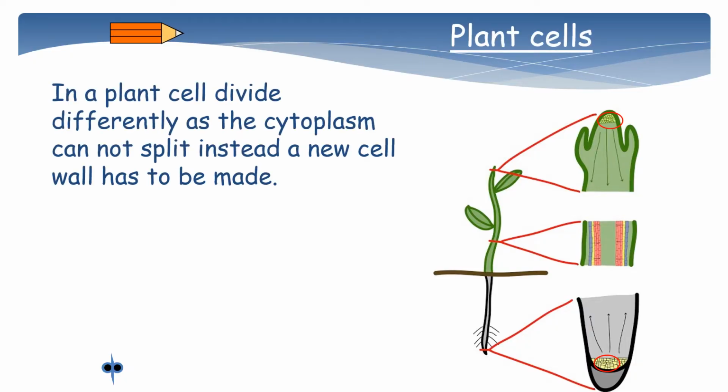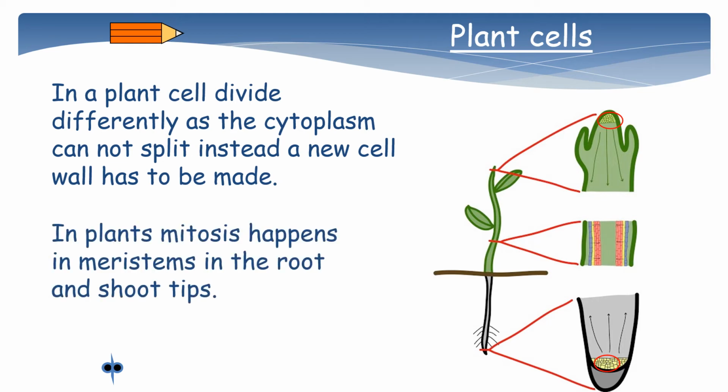You need to know that cell division in plants happens differently because plants have a cell wall. This means that the cytoplasm cannot split and it cannot be pinched. So instead, a new cell wall has to be made in stages 5 and 6. In plant cells, mitosis can only happen in meristems, in plants' root and shoot tips. So mitosis can only happen in the root and shoot tips in places called meristems.